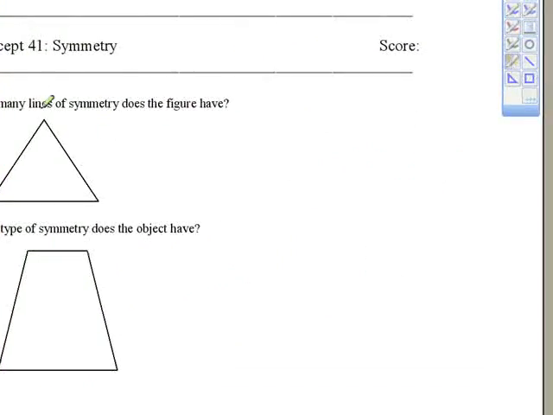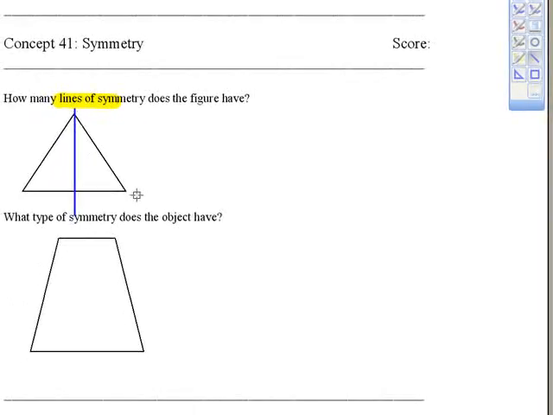Numbers 5 and 6, we're dealing with symmetry here. The first one says just how many lines of symmetry does the figure have? What did you guys say? There's one right here, isn't there? Where's there another one? Every corner, if we go kind of perpendicular towards the sides, there's going to be 3 lines of symmetry there.